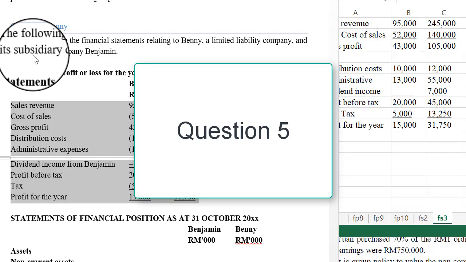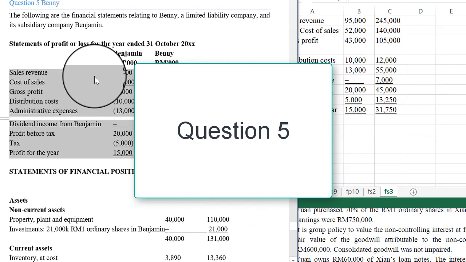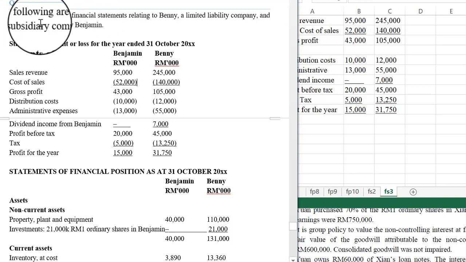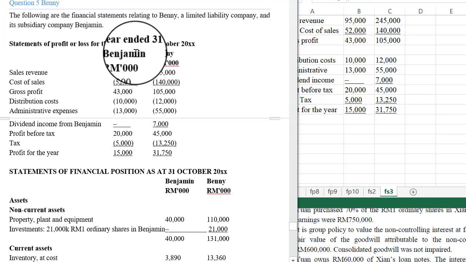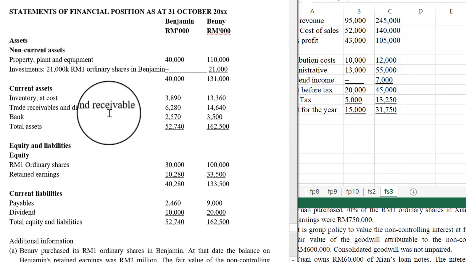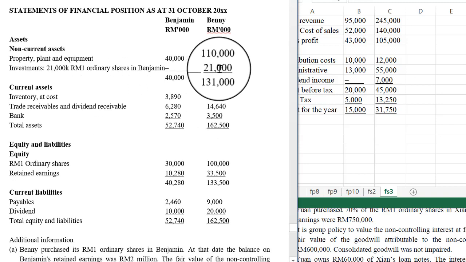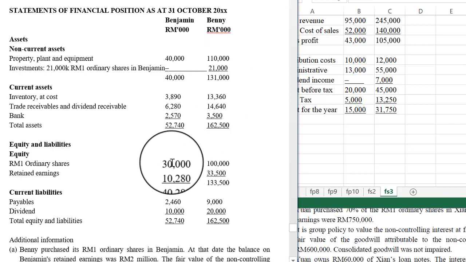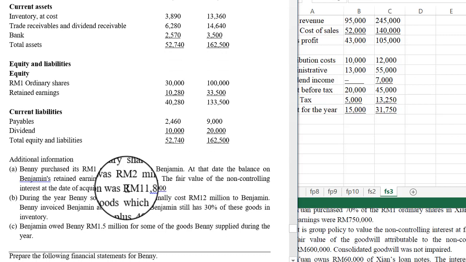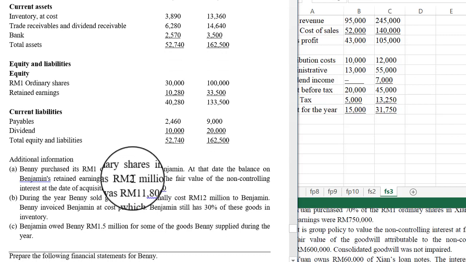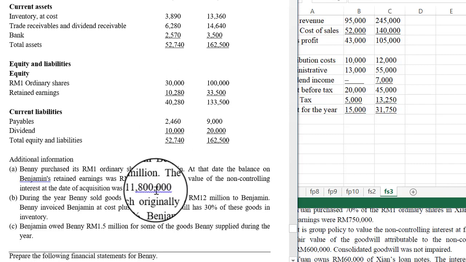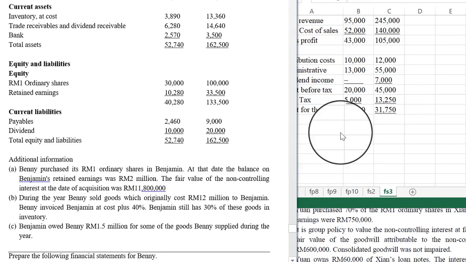Okay, now we look at question number 5. Benjamin is the subsidiary company, Benny is the parent company. So this is all the information. Invested, spent 21,000 to buy over 30,000. At the date, retained earnings is 2 million, so now retained earnings is 10 million. Fair value of NCI is 11,000.